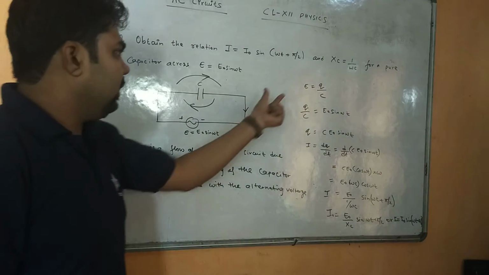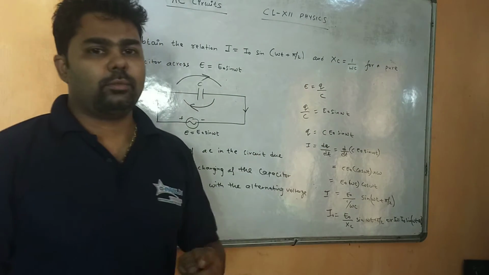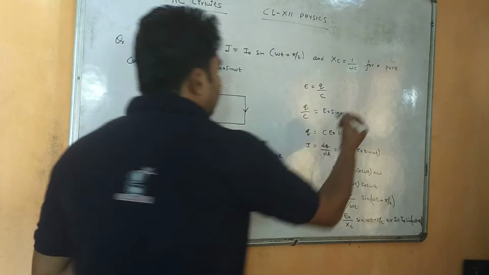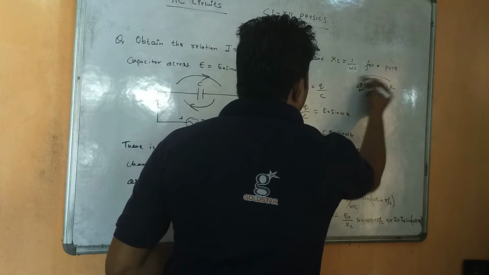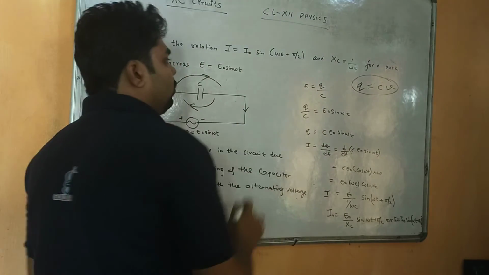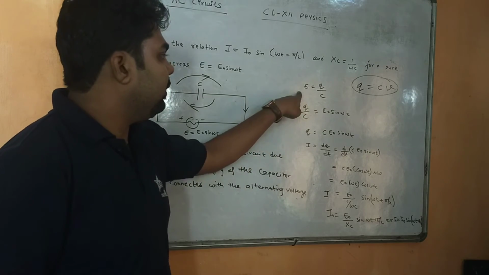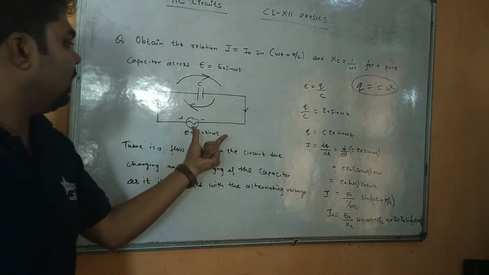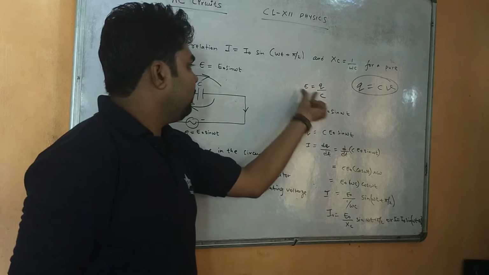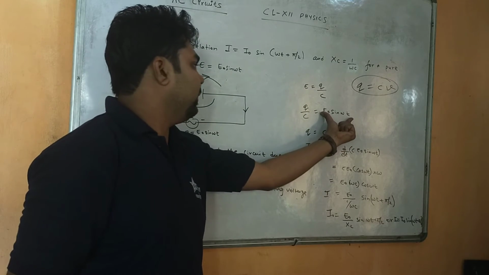So we know E equals Q by C, that is from the electrostatic chapter. We know Q equals CV. Same from this formula, V is here E, so E can be written as Q by C, or E can be written as E naught sin omega t, because this is the alternating voltage, right? In place of E, I have substituted here E naught sin omega t.